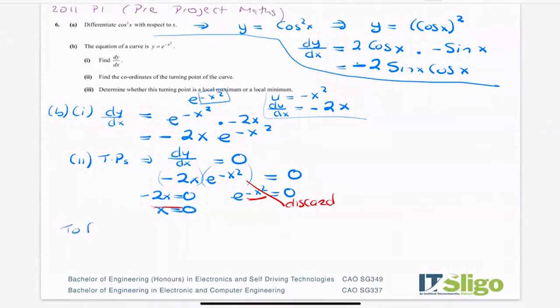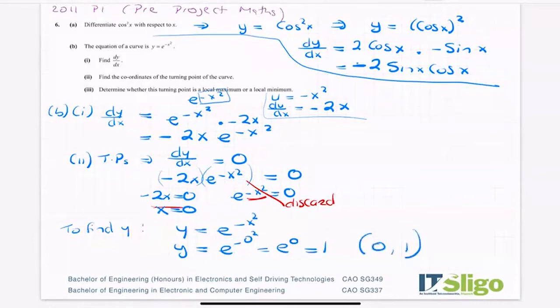Okay, so to find y then, you sub it back into the original. So we're subbing in 0 for x, and we'll get e to the power of 0, and anything to the power of 0 is 1. So that turning point is at (0, 1). So that's my turning point.